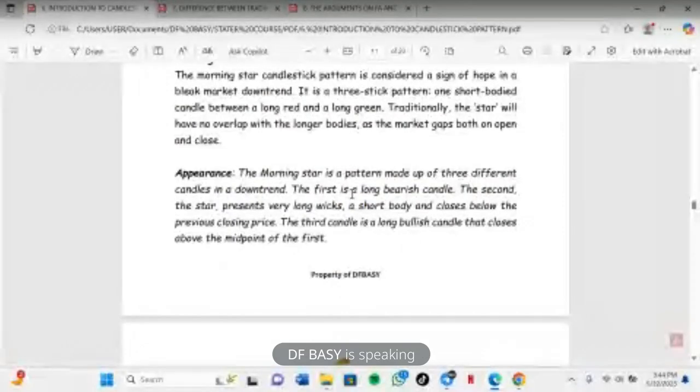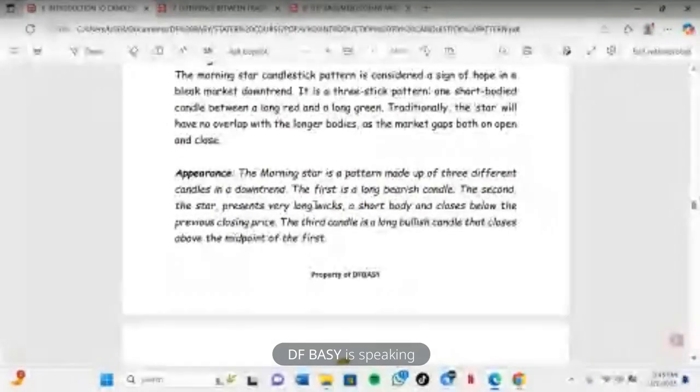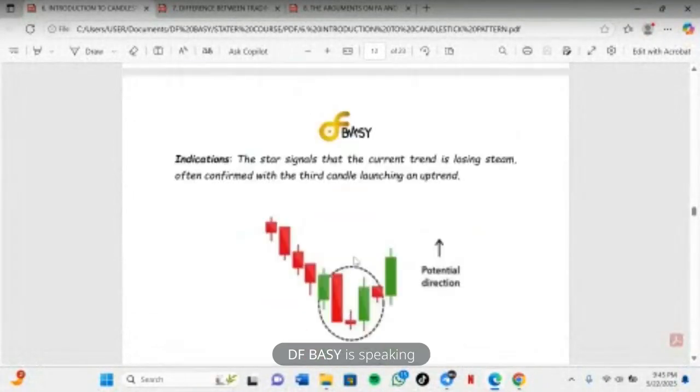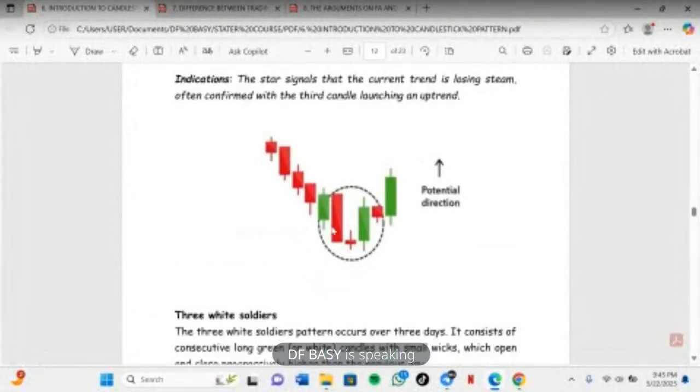So now the appearance. The morning star is a pattern made up of three different candles in the downtrend. The first is the long bearish candle. The second is the star, which represents a long wick with a short body that closes below the previous closing price. The third candle is a bullish candle that closes above the midpoint of the first. So what does it look like? This is what it looks like.